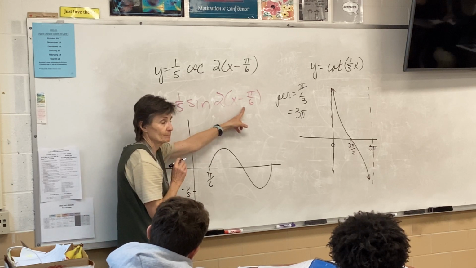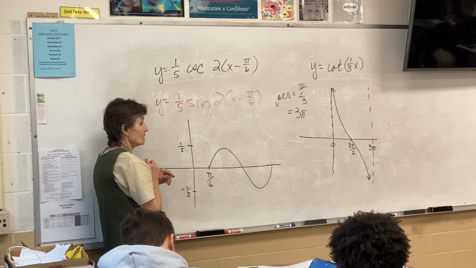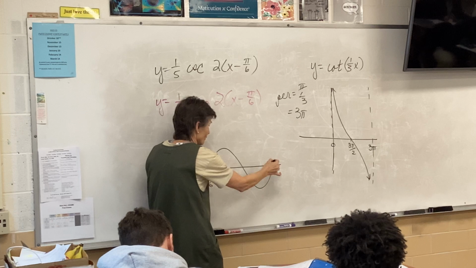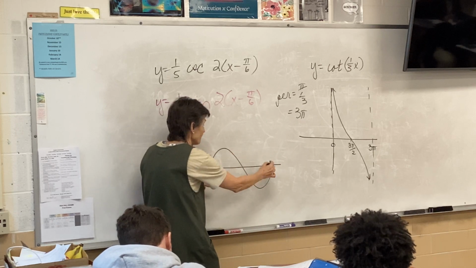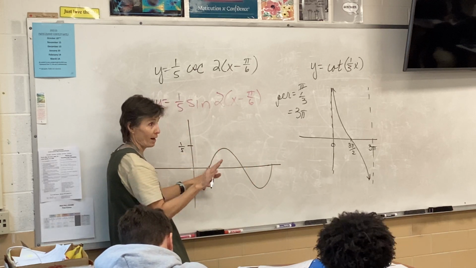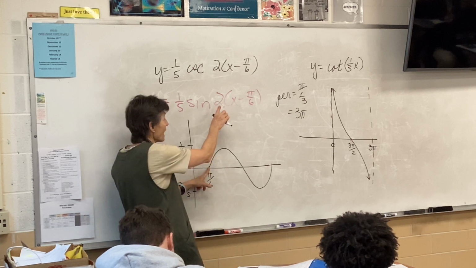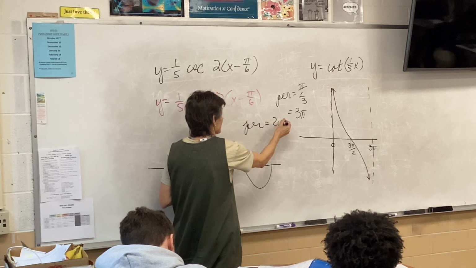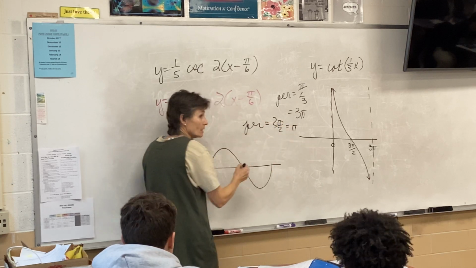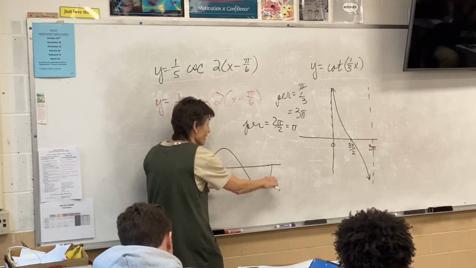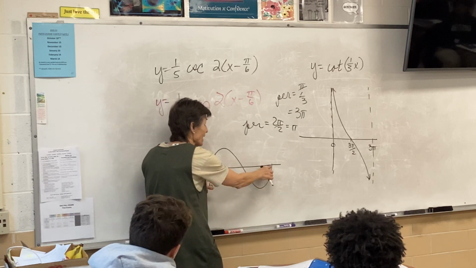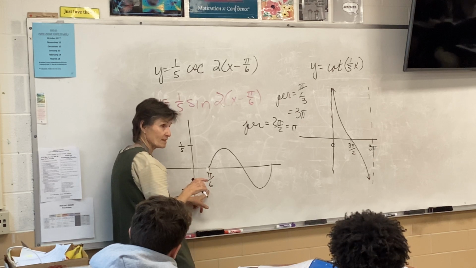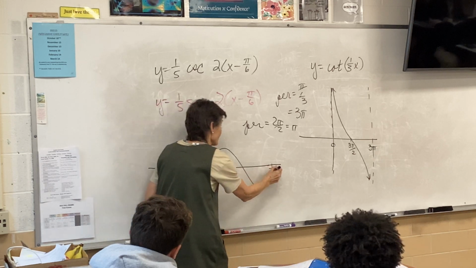Phase shift. Normally, the horizontal length of that curve would be 2 pi. But what's happened? We divided it by 2. So now the length of that curve, distance from beginning to end, is only pi, or 6/6. So this is 7 pi over 6.